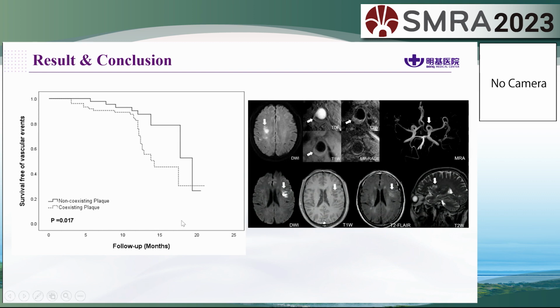The KM curves show that the intracranial arterial stenosis and the plaque in the CB segment of the carotid artery were significant. The picture on the right is an example. The upper is the baseline with the coexisting plaque.